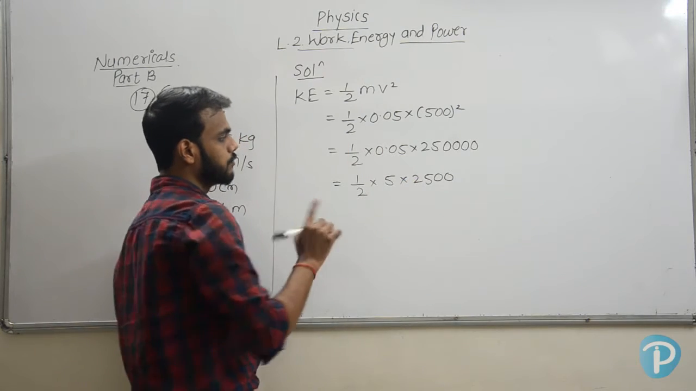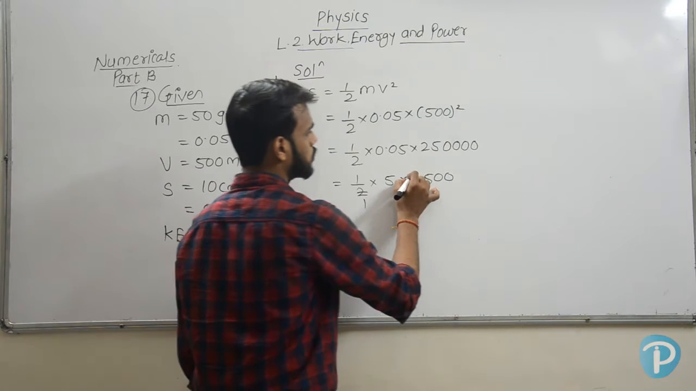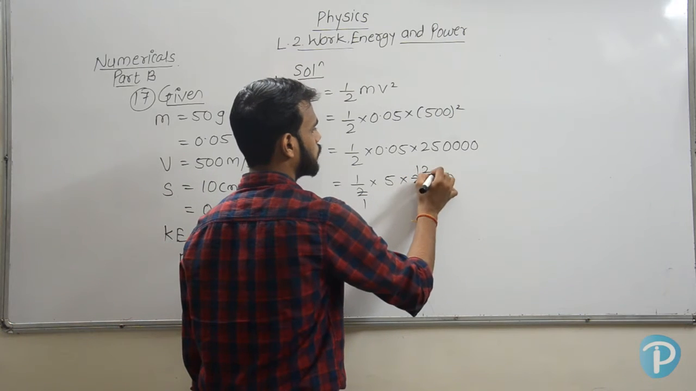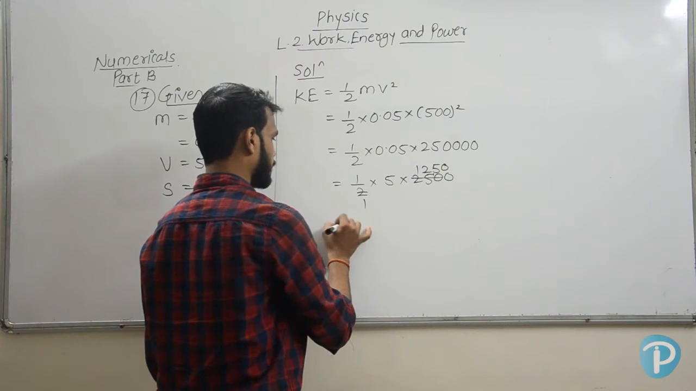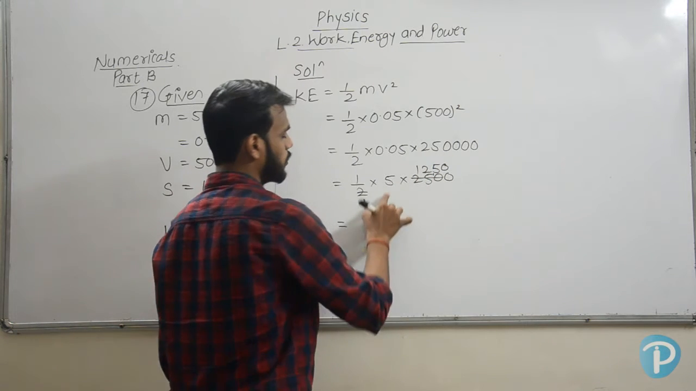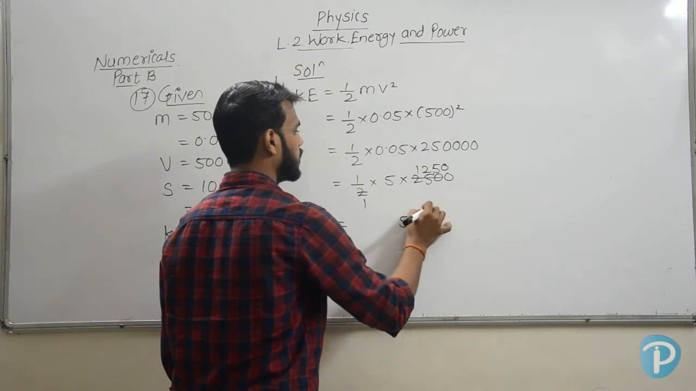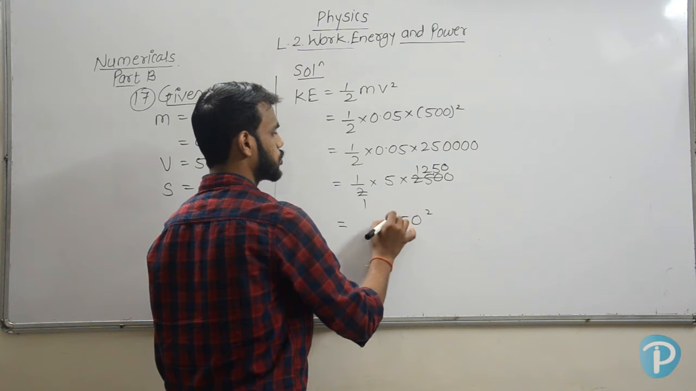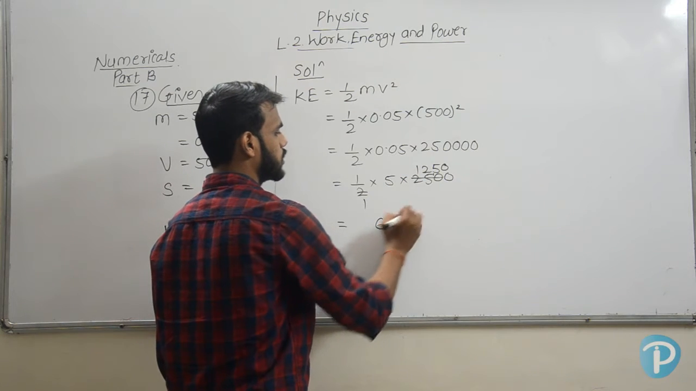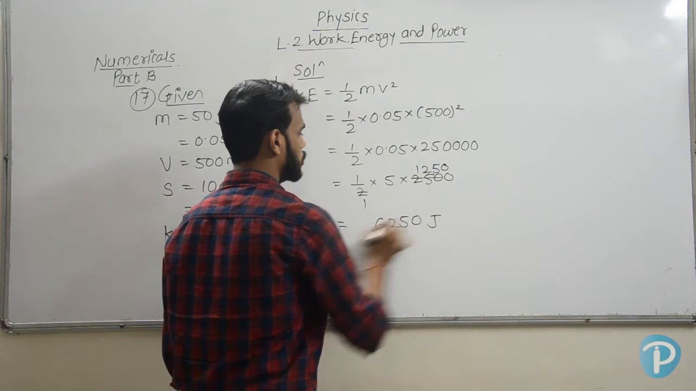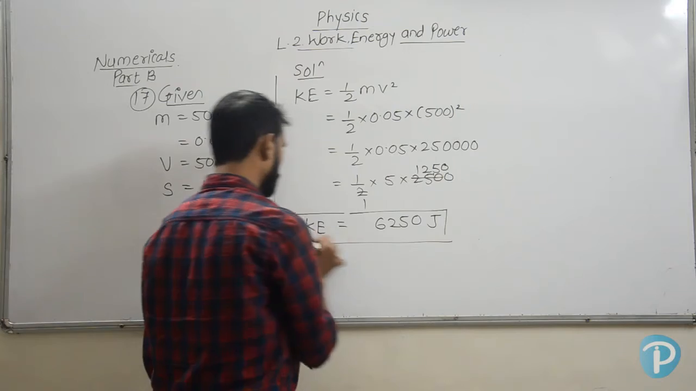Now we will divide this number by 2. 2 ones are 2, 2 ones are 2, 2 twos are 4, 2 fives are 10, and this will be 0. So 5, when we multiply it with 5, then it will be 0. 5 fives are 25, carry 2, 5 twos are 10 plus 2, 12, carry 1, 5 ones are 5 plus 1, 6. So it is 6250 joules. This is the kinetic energy possessed by that bullet.